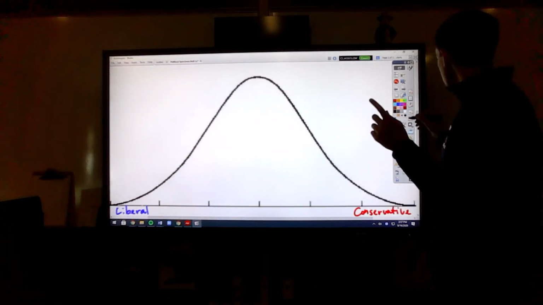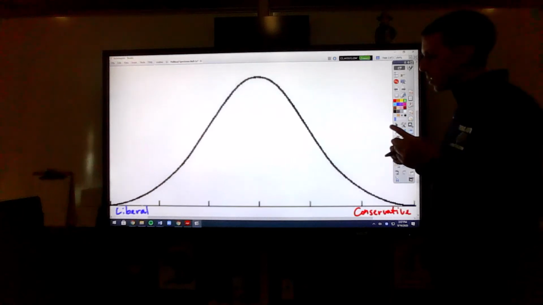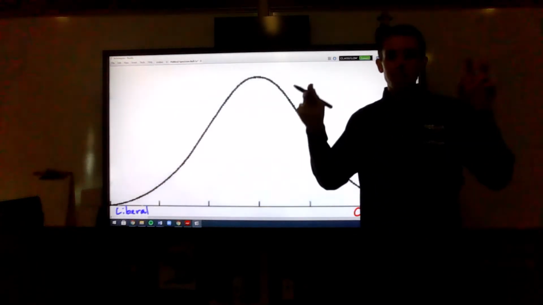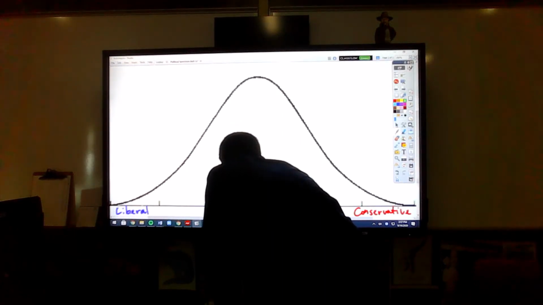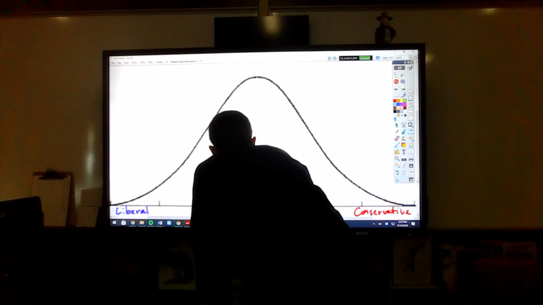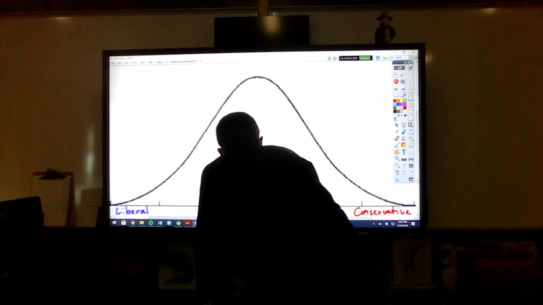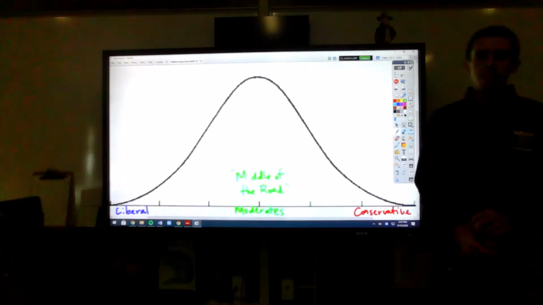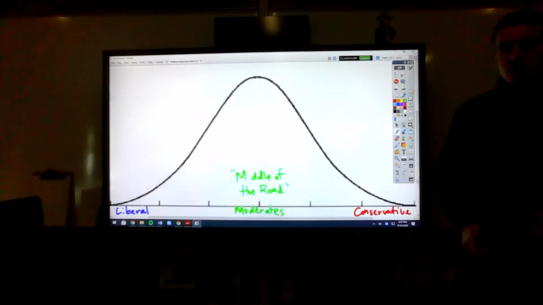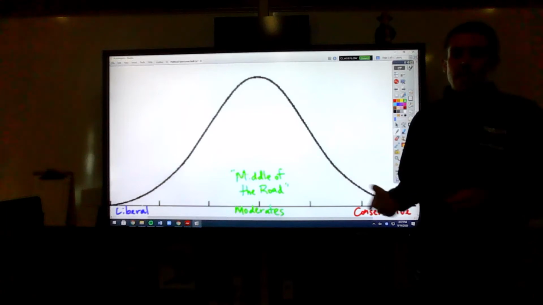And then we said in the middle, we've got this other group that we would call moderates, or sometimes we call them the middle of the road. So I'm going to write them in. Middle of the road, and we would put them in quotation marks, because that's just a saying that we would use for them.